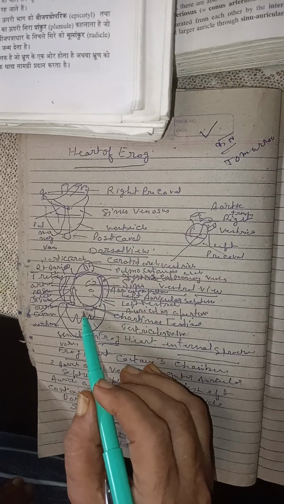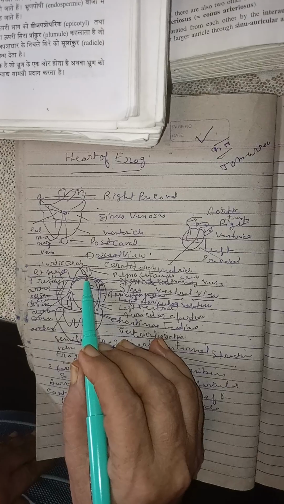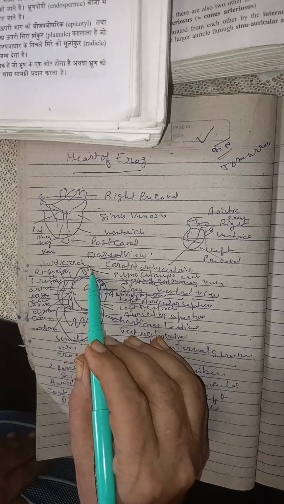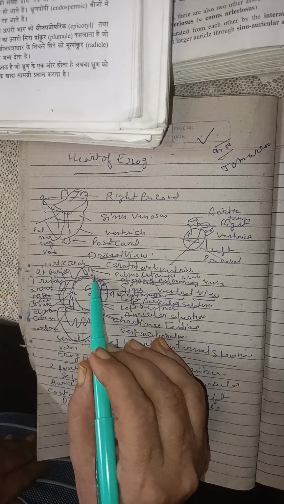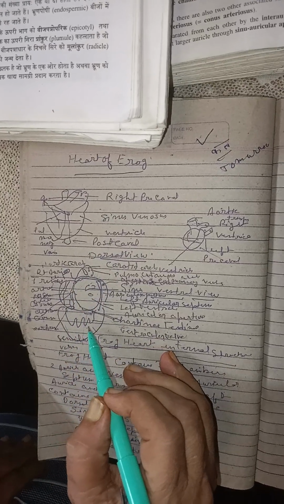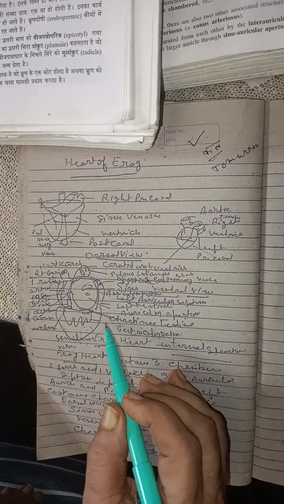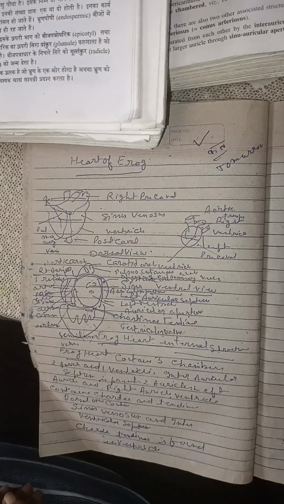Then heart reaches into the truncus arteriosus, then carotid arch, then pulmocutaneous arch, then systemic arch, and the mixed blood reaches to the body. That is called heartbeat. One systole and one diastole form one heartbeat.